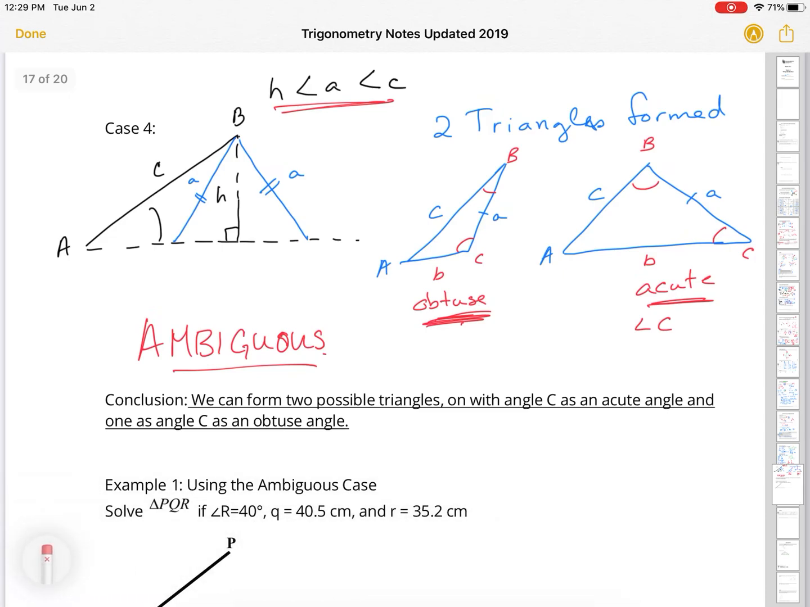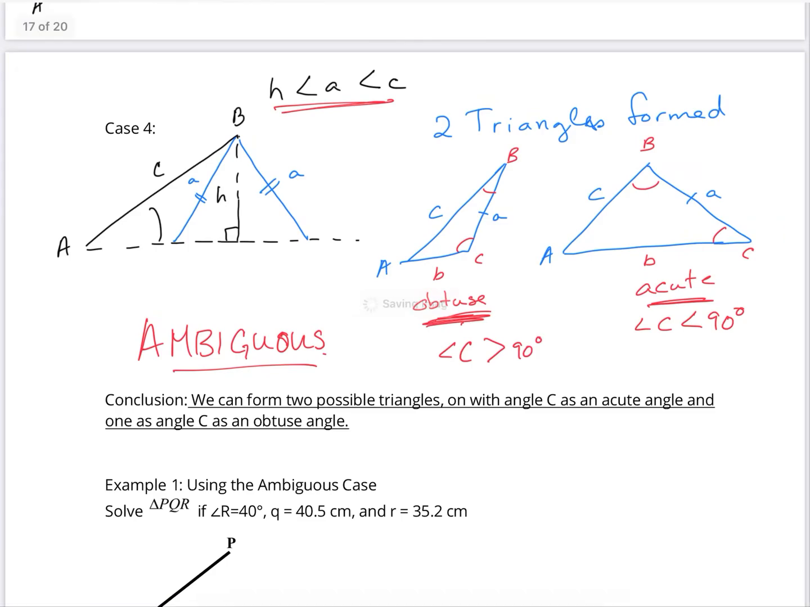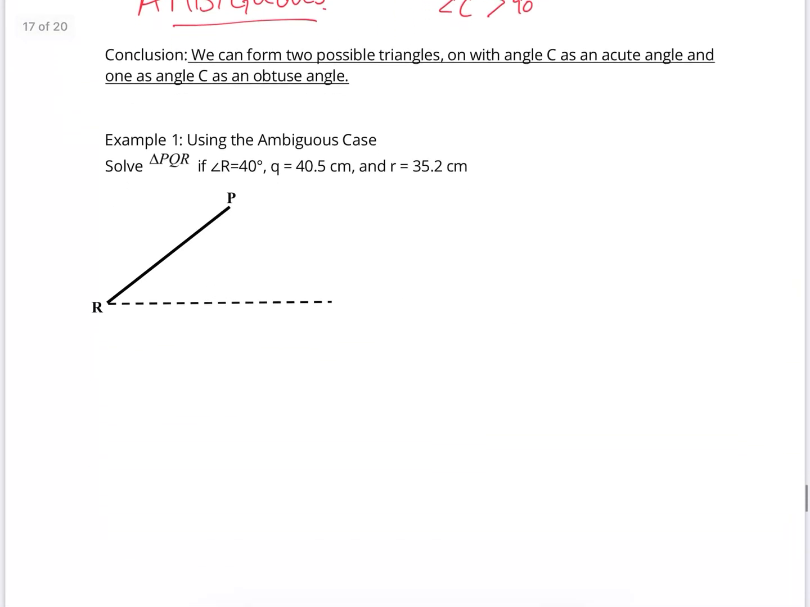Okay, so angle C is, Mrs. Finley needs to get her signs correct. Angle C is less than 90 degrees. Angle C is greater than 90 degrees. Okay, so let's see how that works.